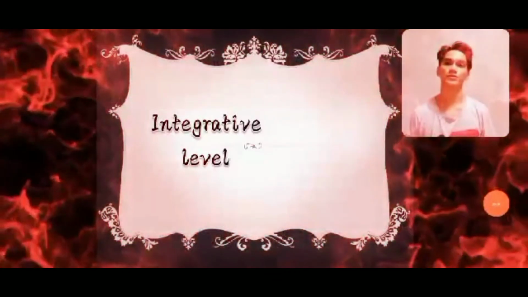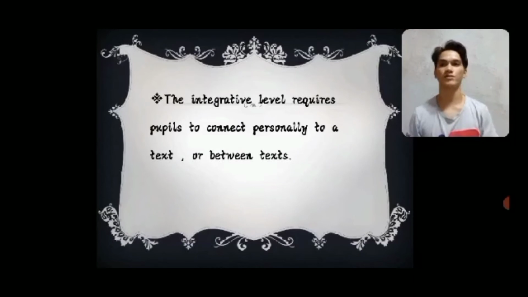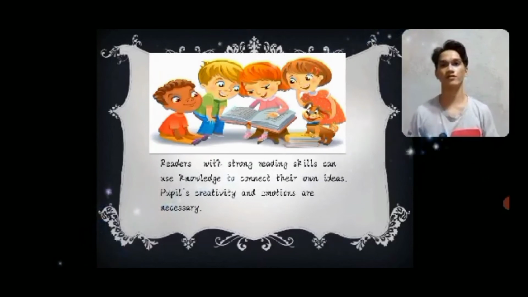Now let's move on to the integrative level. Integrative level requires pupils to connect personally to a text or between texts. So this level is more on reading comprehension or developing imaginations through reading. Readers with strong reading skills can use knowledge to connect their own ideas, and pupils' creativity and emotions are necessary because as we read a story or other texts, our emotions are being affected by the story's plot or the emotions of the characters involved in a story.